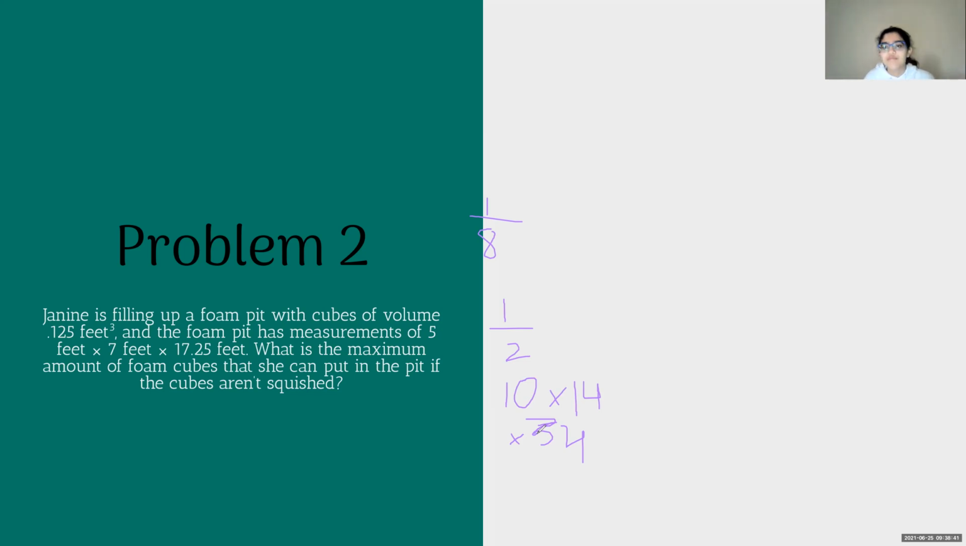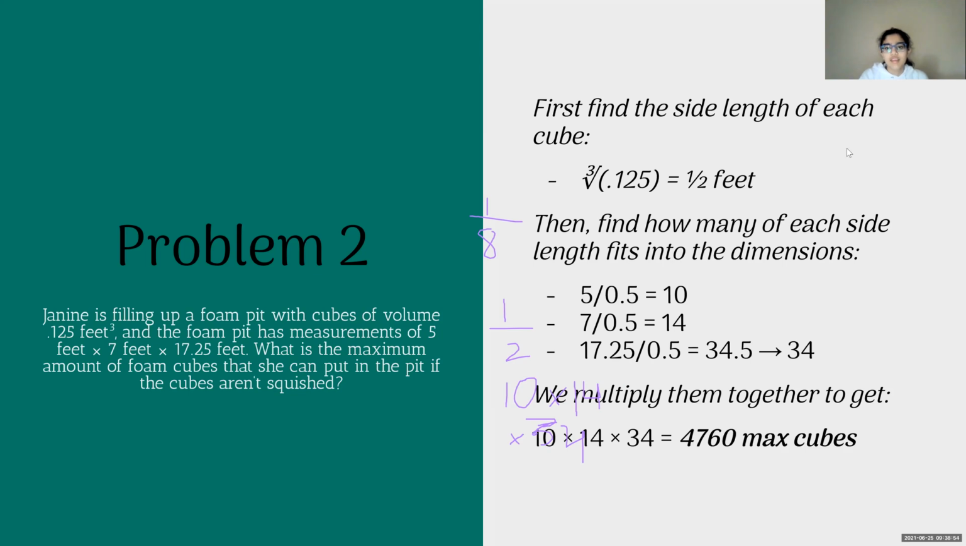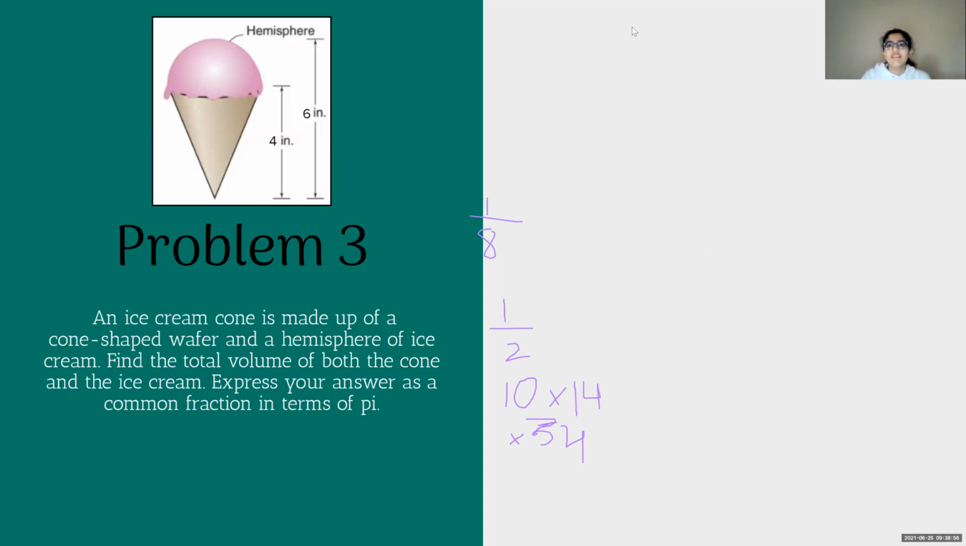So, yeah, this is a 34. So 10 by 14 by 34 is equal to our answer. So we can just see it over here. And yeah. Okay, now this is the other, did anyone have any questions?